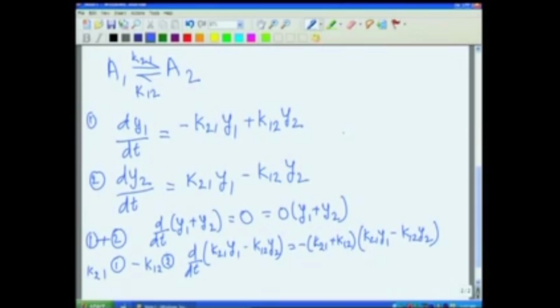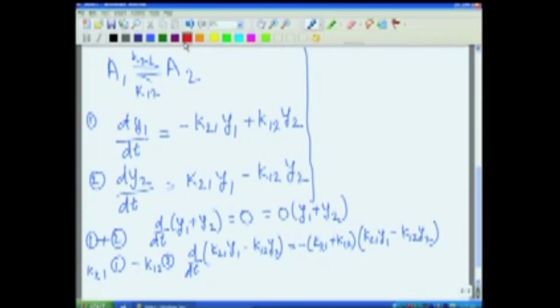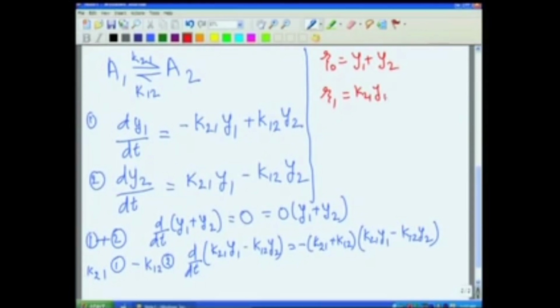Okay. So, we have chemical species A1 and A2, its dynamics being represented by mass balances 1 and 2, and we have manipulated these mass balances 1 and 2. Now, let me relook at these two equations, and let us say that I define zeta naught as y1 plus y2 and zeta 1 as K21 y1 minus K12 y2.